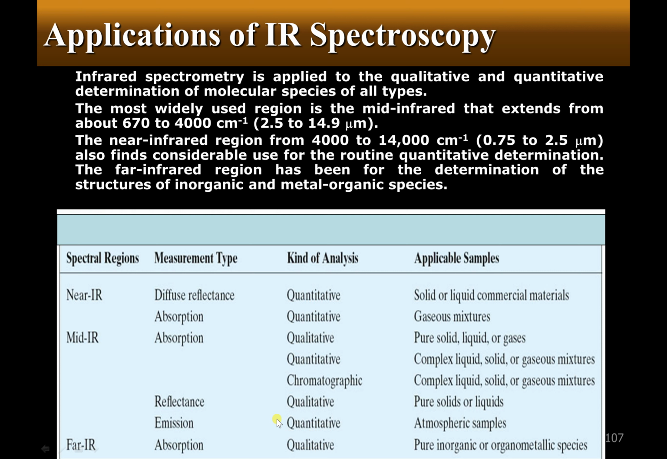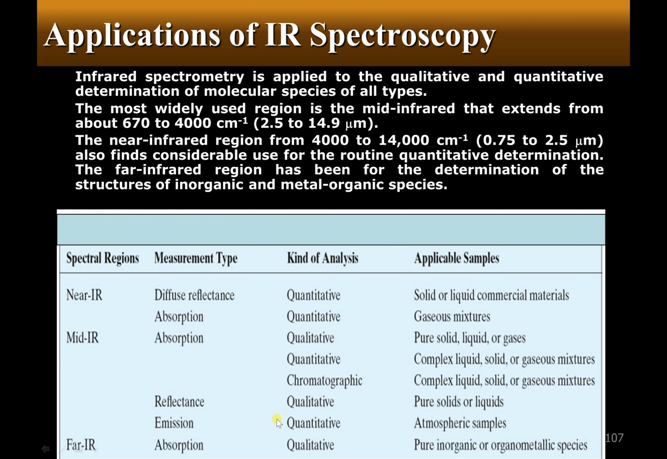Applications of IR spectroscopy: infrared spectroscopy is applied to the qualitative and quantitative determination of molecular species of all types. The most widely used region is of course the mid-infrared, which extends from 670 to 4000 centimeter inverse, or in micrometers, 2.5 to 14.9 micrometers. The infrared region from 4000 to 14,000 centimeter inverse, that is still shorter wavelength, 0.75 to 2.5 micrometers, is also finding considerable use for routine quantitative determination, and this is called the near infrared region.